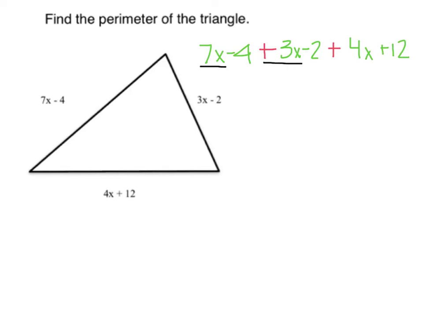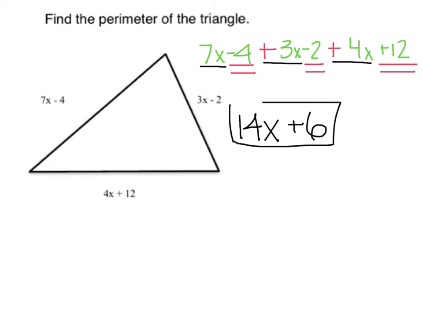All right, so we're just combining like terms. 7x plus the 3x plus the 4x. Negative 4 plus negative 2 plus 12. So let's see what we get. 7x plus 3x is 10x. 10x plus 4x is 14x. Now to combine our plain numbers. Negative 4 plus negative 2 is negative 6. And negative 6 plus 12 is positive 6. So the perimeter of this triangle is 14x plus 6.